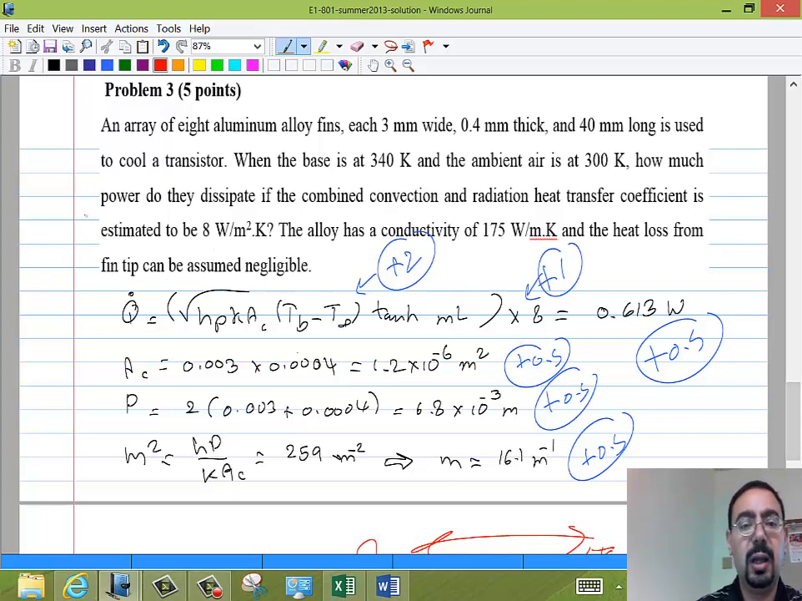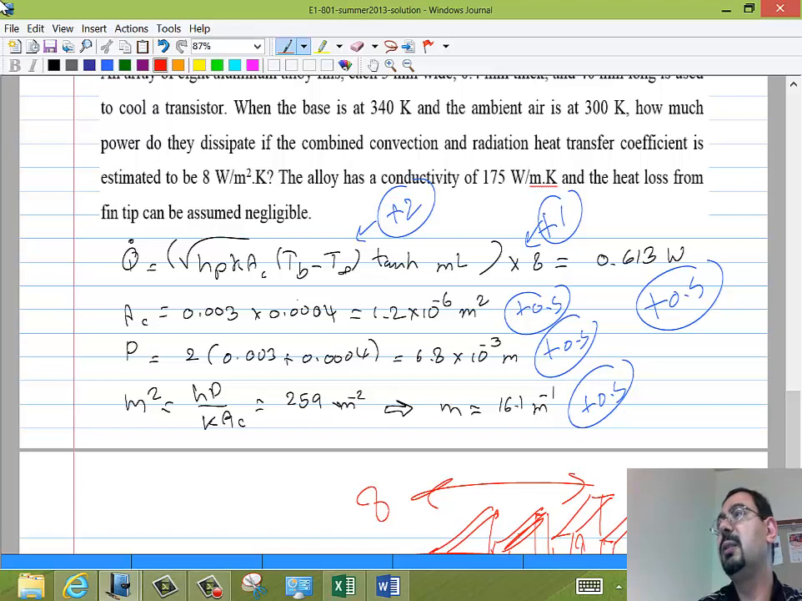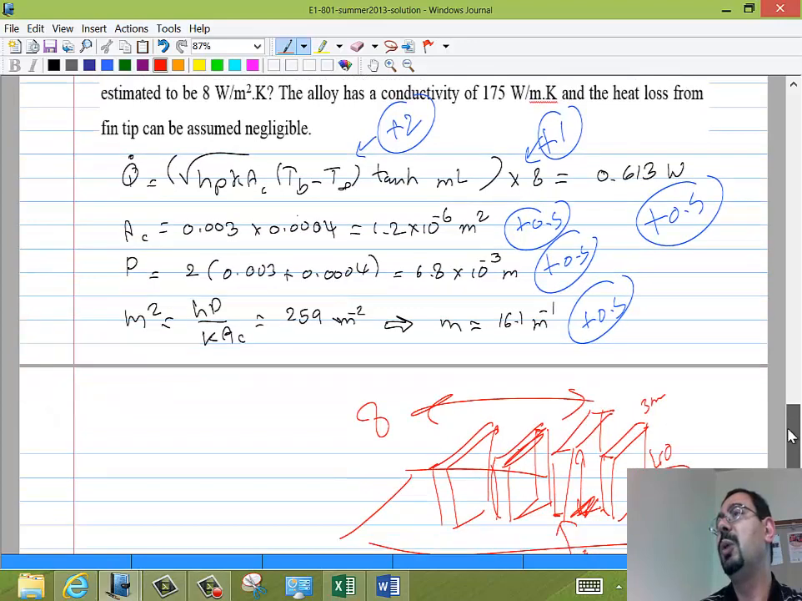So what does he want? He gave us the temperature of the base and the temperature of the air, and he gave us the K and the H. Alright? And of course the dimension. And he basically wants to find out how much power they dissipate if the combined convection and radiation heat transfer coefficient is 8 kilowatt per meter square Kelvin.